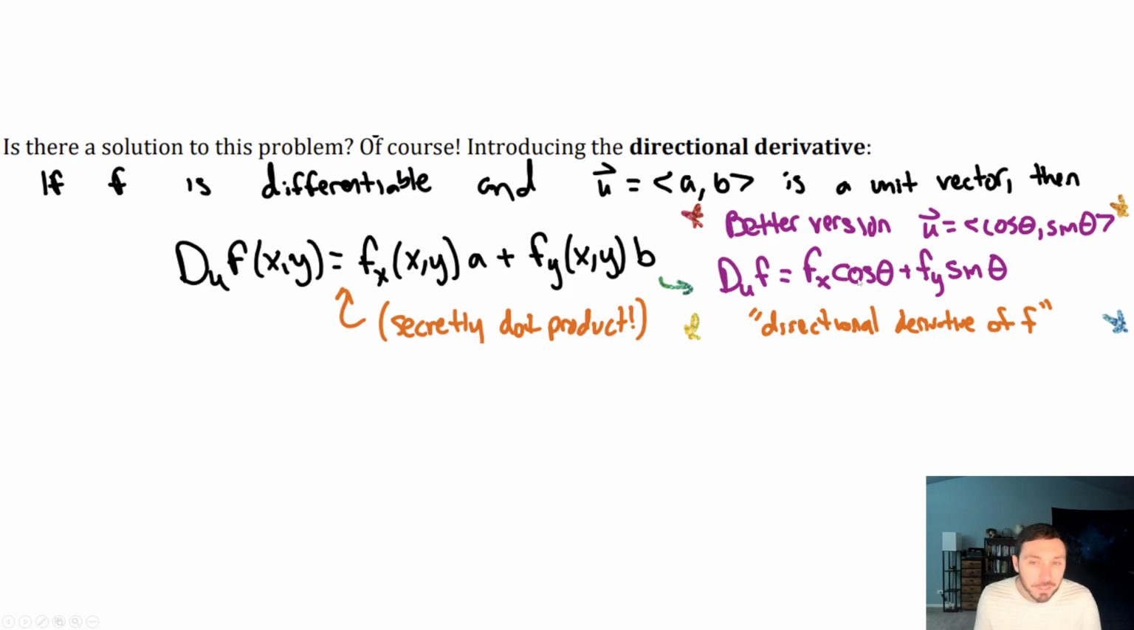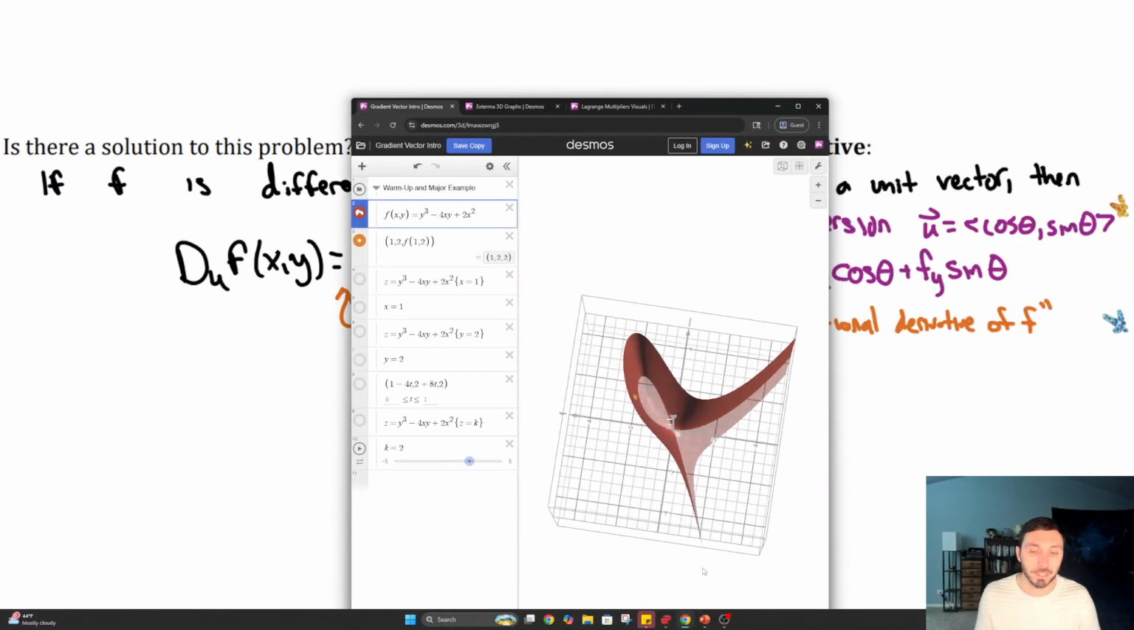The better version of this, though, is just thinking of u as cosine and sine, because if you think about the vector's magnitude, if you take the square root of the sum of squares here, you do get a magnitude of 1, right? Cosine squared plus sine squared is just 1. The square root of 1 is just 1. So I tend to like this one a little bit more because theta can be thought of as the angle sweeping from, and I'll just kind of show it here.